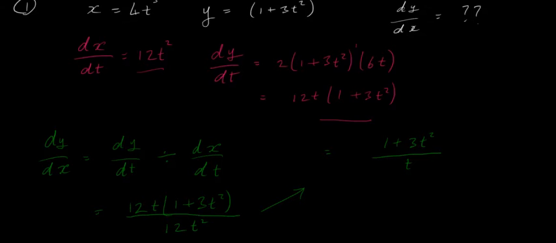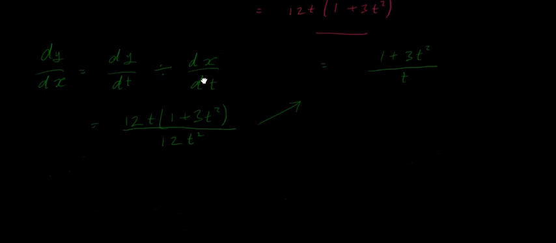If you wanted to find what dy dx was at any particular point t, you could just put the value in here. So if t was equal to 1, for example, put 1 in here and 1 in here. That will give you 1 plus 3, which is 4, and so on. I won't do that, but you get the idea. dy dx then, in terms of t, is (1 plus 3t squared) over t. Okay, so that's my first example. Let's do another one.